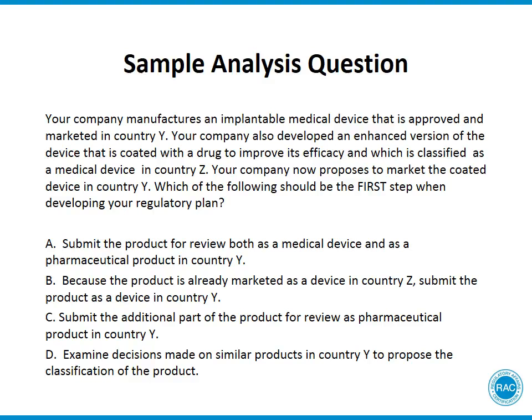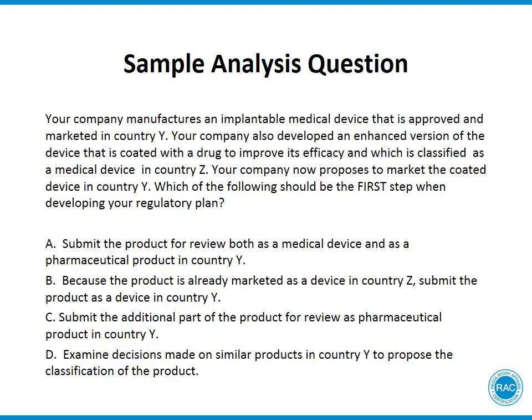You have an approved product that is a medical device in one country, Y. Your company also has an enhanced version of that device that includes a biologic coating and is approved in the second country, Z, where it is classified as a medical device. You've been asked to develop a plan to have the coated product approved in country Y. You may consider that there are differences in how combination products, in this case a product that includes a device and a biologic, are classified in different countries. Country Z classified the device-drug combination as a device, but not all countries will view the product in the same way.